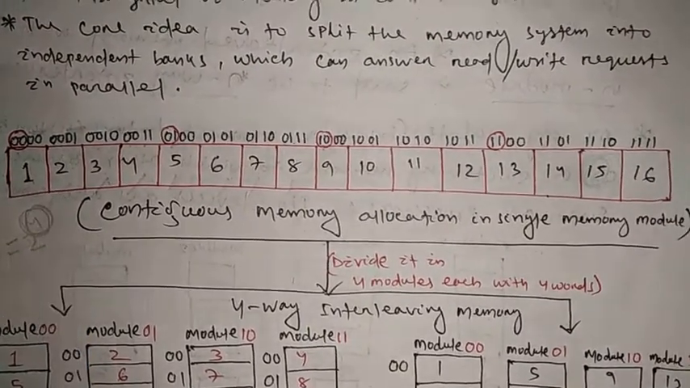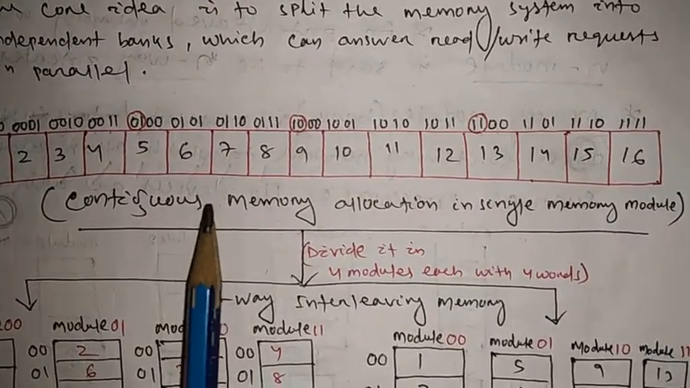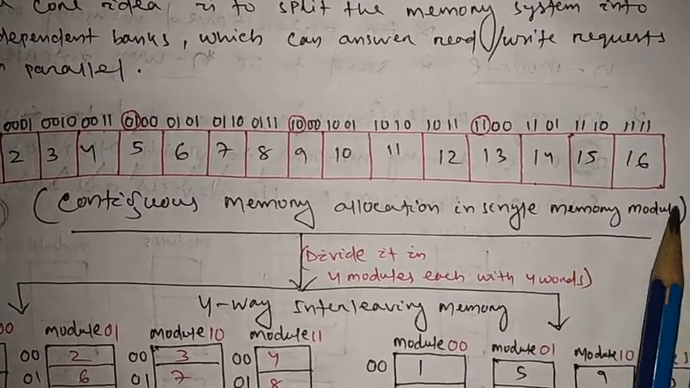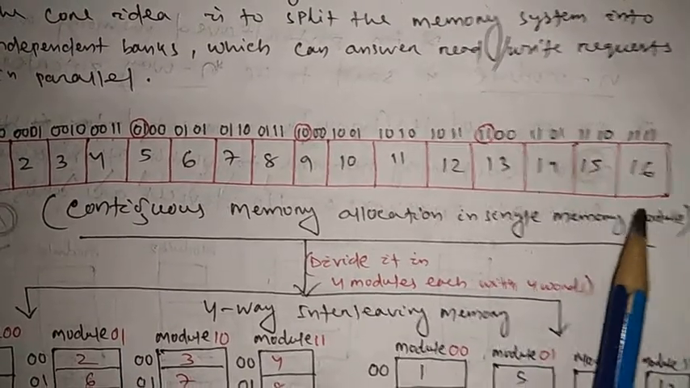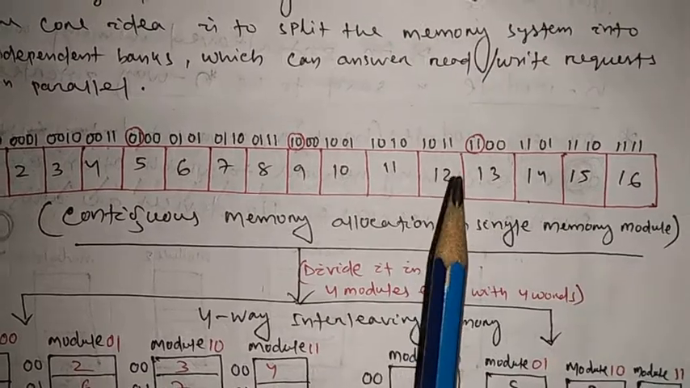single memory module. So what is this kind of memory called? Contiguous memory allocation in a single memory module. This is the memory module which stores the data in a contiguous manner.